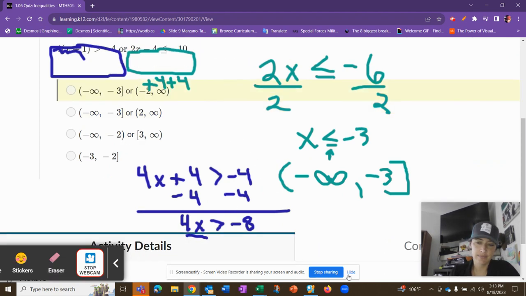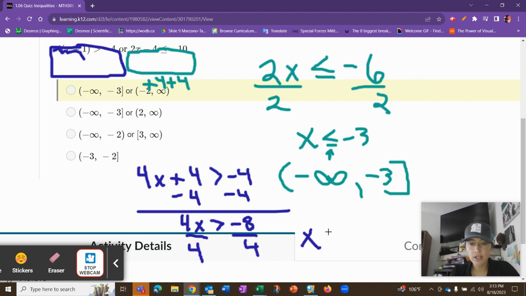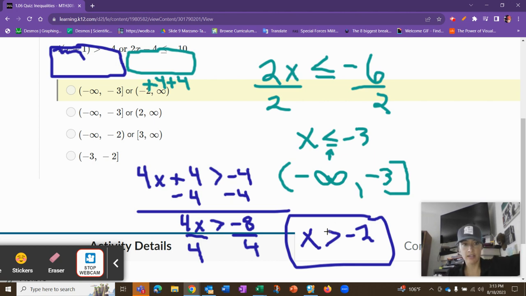Divide. Get my way. We're still fine. We don't flip it. We didn't divide or multiply by a negative. X greater than negative 2. Now I think about this. Hey, x is greater than negative 2. Strictly greater than negative 2, so it's getting bigger.